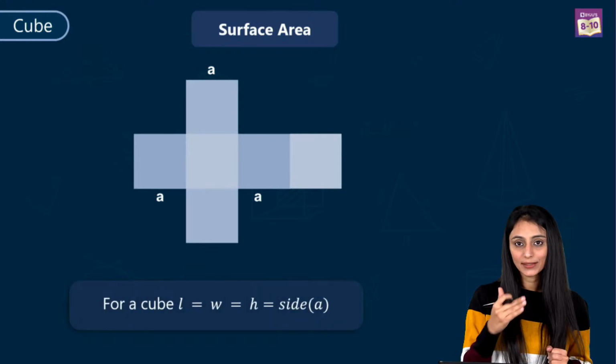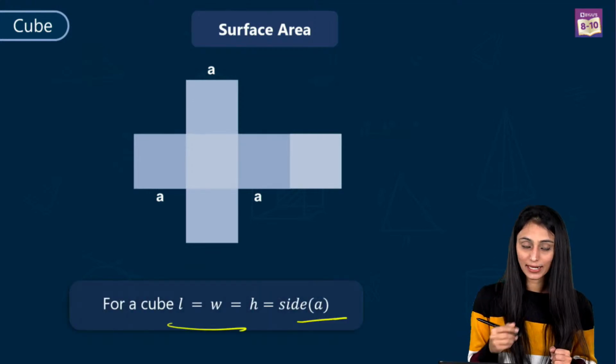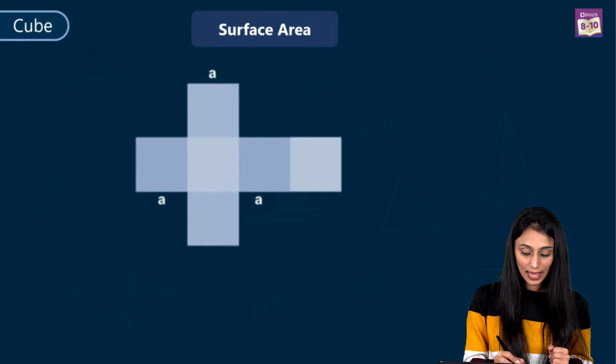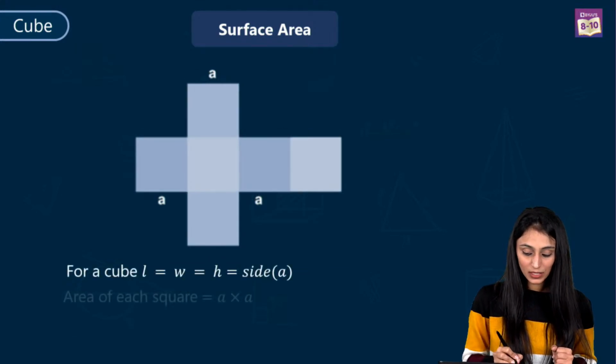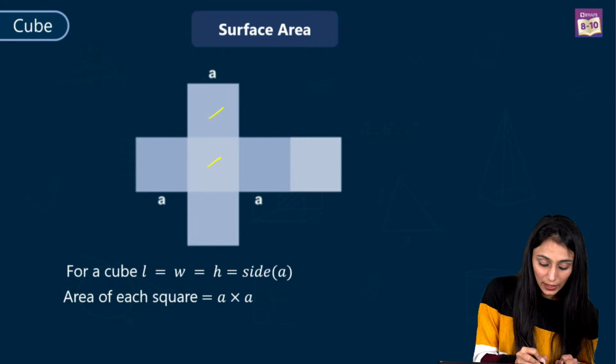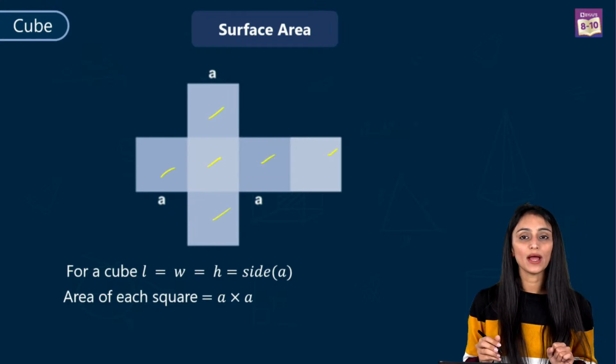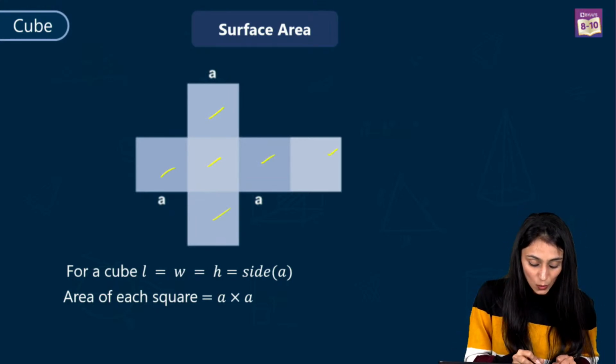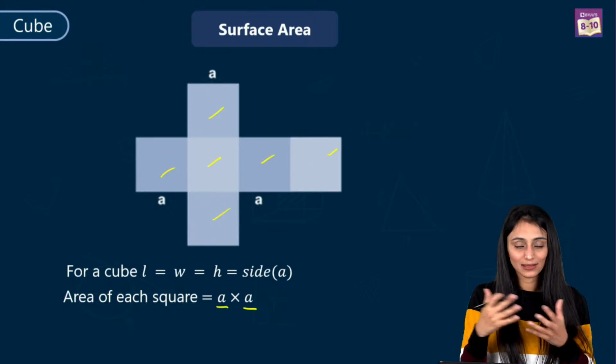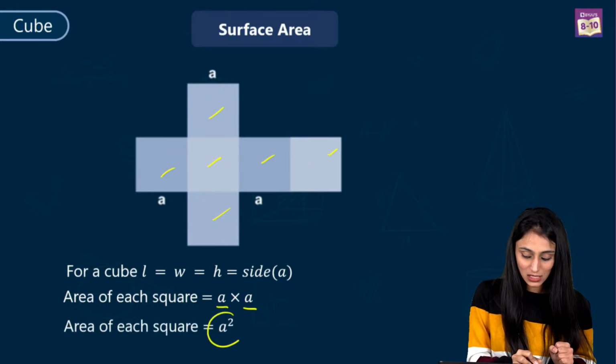So for a cube, length, width and height, we know that they all are equal, right? Each one of them has a side length A. And what I can see here is that each one of them is a square, right? How many squares do I have? I have 6 squares over here. So area of one square is basically side square. That's A times A. So area is going to be A square.